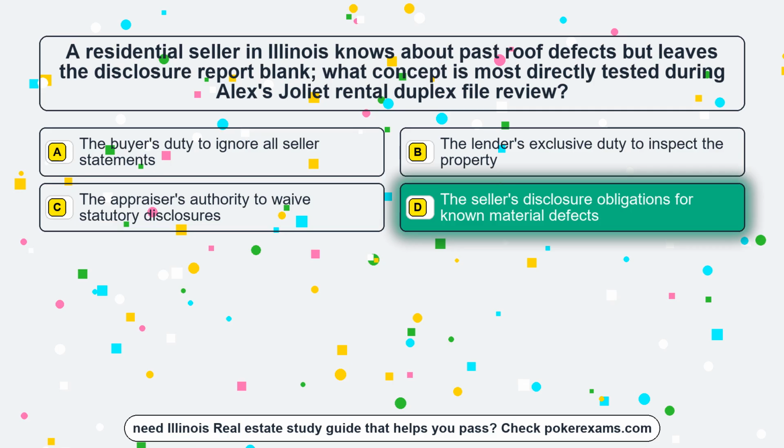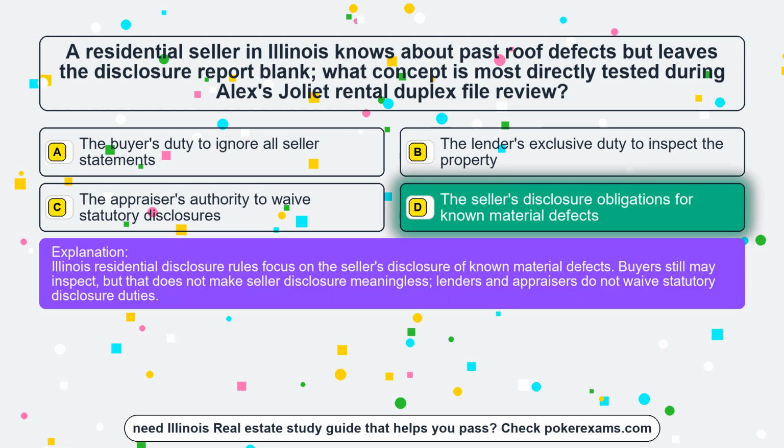The correct answer is option D. The seller's disclosure obligations for known material defects. Illinois residential disclosure rules focus on the seller's disclosure of known material defects. Buyers still may inspect, but that does not make seller disclosure meaningless. Lenders and appraisers do not waive statutory disclosure duties.